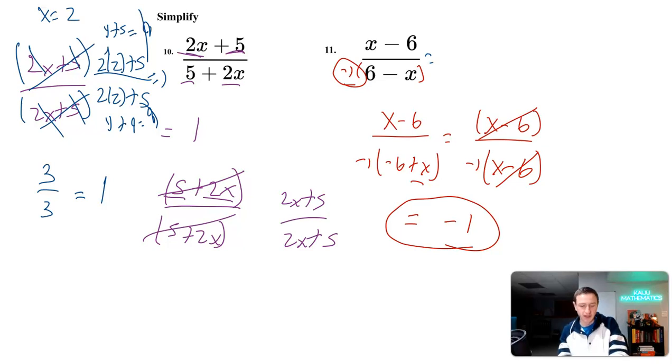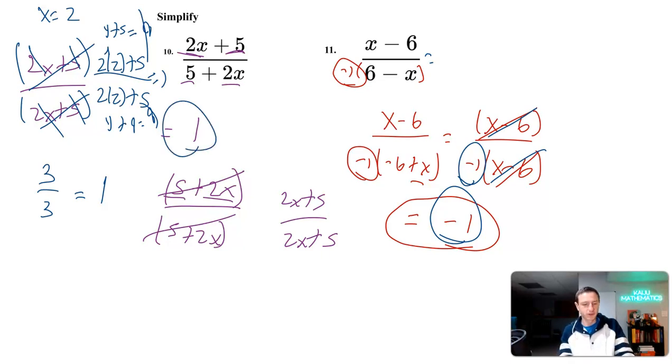So that process again, I took out a negative 1 from here. I then got the same terms top and bottom, x minus 6 and x minus 6. Those just cancel down to 1. But I took out that negative 1, so I'm just going to have negative 1. 1 over negative 1 or negative 1. It doesn't matter. The whole fraction is negative. So I'm just going to leave it as negative 1. And there it is.